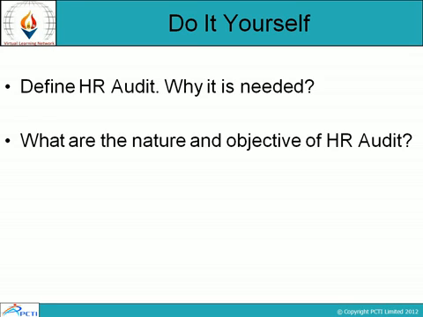So now there are a few questions which you have to do yourself. First is define HR audit, why it is needed. HR audit क्या होता है और इसकी ज़रूरत क्यों होती है. You have to explain the importance of HR audit. Another is what are the nature and objectives of audit. You have to define what exactly the nature of audit is. So yes, and with the help of the nature you also have to explain the objectives of an audit.